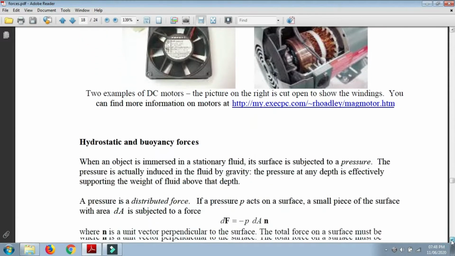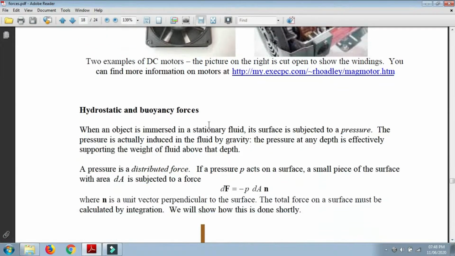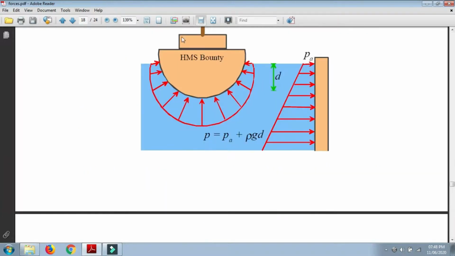Then hydrostatic and buoyancy forces. When an object is immersed in a stationary fluid, its surface is subjected to a pressure. The pressure is induced in the fluid by gravity, and the pressure at any depth is effectively supporting the weight of the fluid above that depth. Here there is a body, and this is the hydrostatic pressure being generated. It is low here because the height is very low, and as you go down, the depth increases and the effect of the pressure increases.